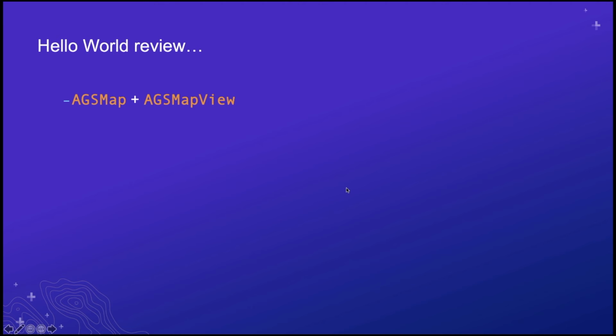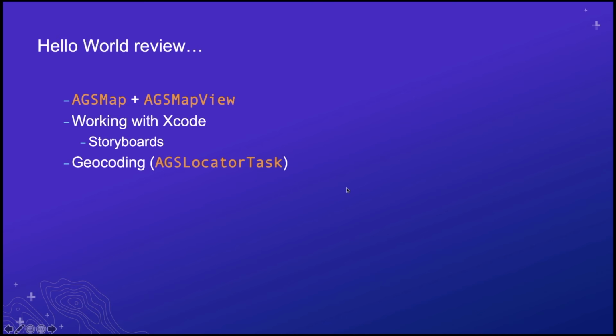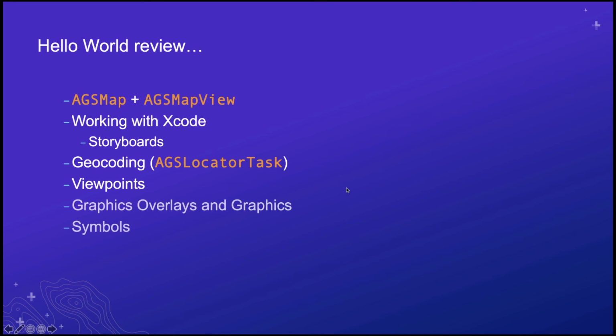Okay, so we covered quite a lot there. Let's just summarize it. We introduced the map and the map view and how they work together and complement one another. We saw a lot about working with Xcode, in particular autocomplete, and working with storyboards, wiring them into the code behind. We talked about geocoding with the ArcGIS locator task. We learned about viewpoints, and we learned about graphics and graphics overlays, and how symbols work to display graphics on a map.